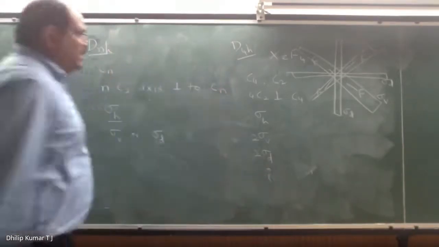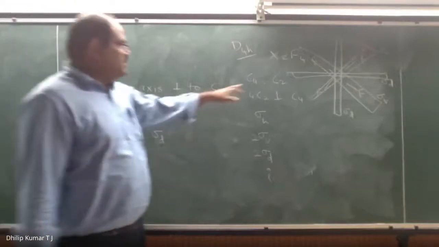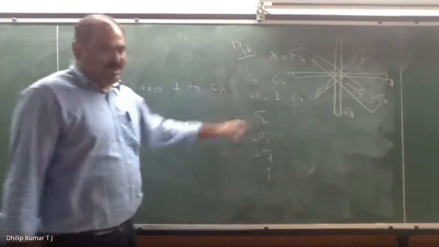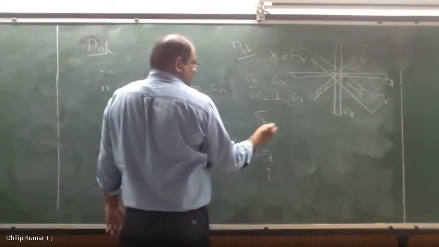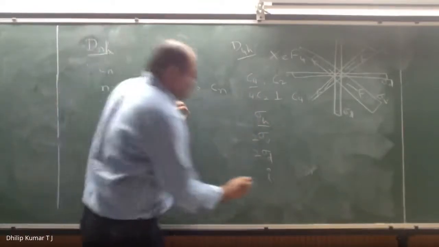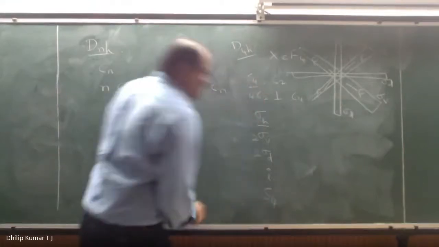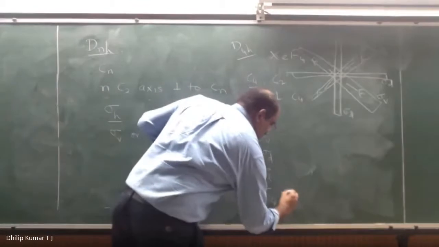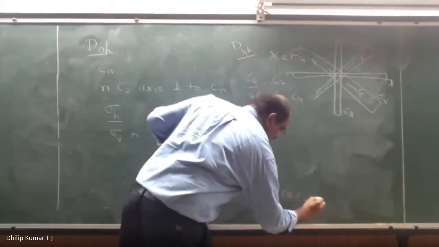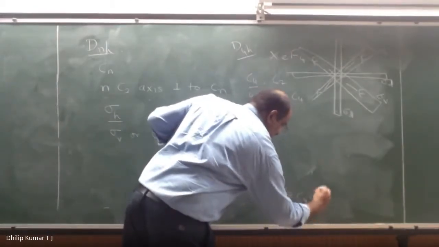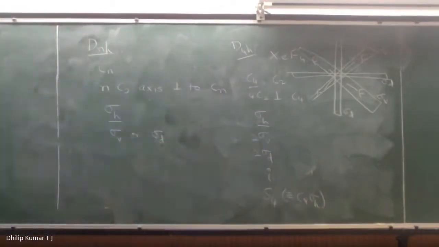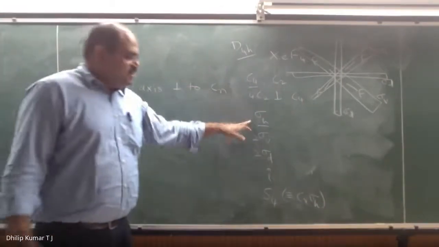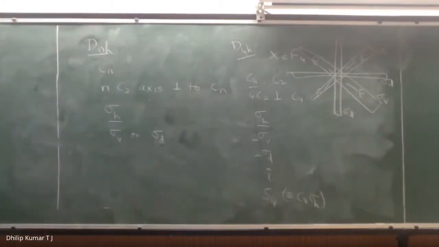And if you notice, it has C4 followed by sigma H. So you have both symmetries, C4 and sigma H. That means it has S4. S4 is an improper rotational axis of symmetry, right? S4 is basically equivalent to C4 followed by sigma H. So if the molecule has C4 and sigma H, you call it as having S4 also.